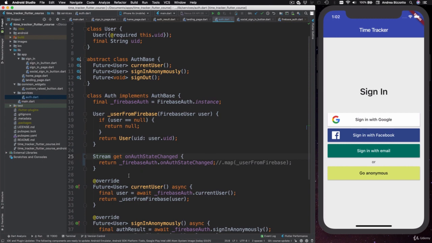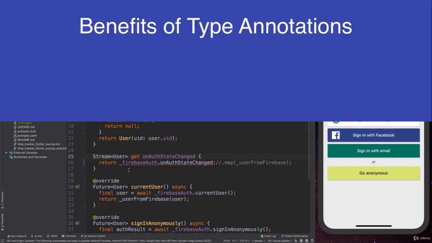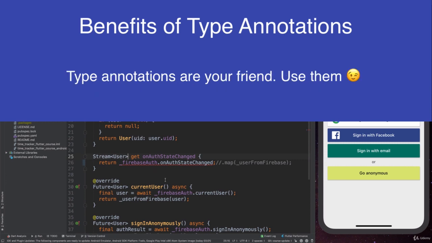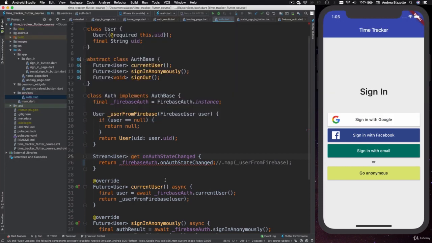And in fact, if our intention really is to return a stream of type user, then we should say so, because this will enable additional compile time checks and prevent errors at runtime. And also, it makes our code clearer, because we are documenting what type of stream we are returning as part of the declaration. So as a general rule, I strongly recommend to use type safety as much as possible when writing Dart code, and this is what we will be doing for the rest of the course.